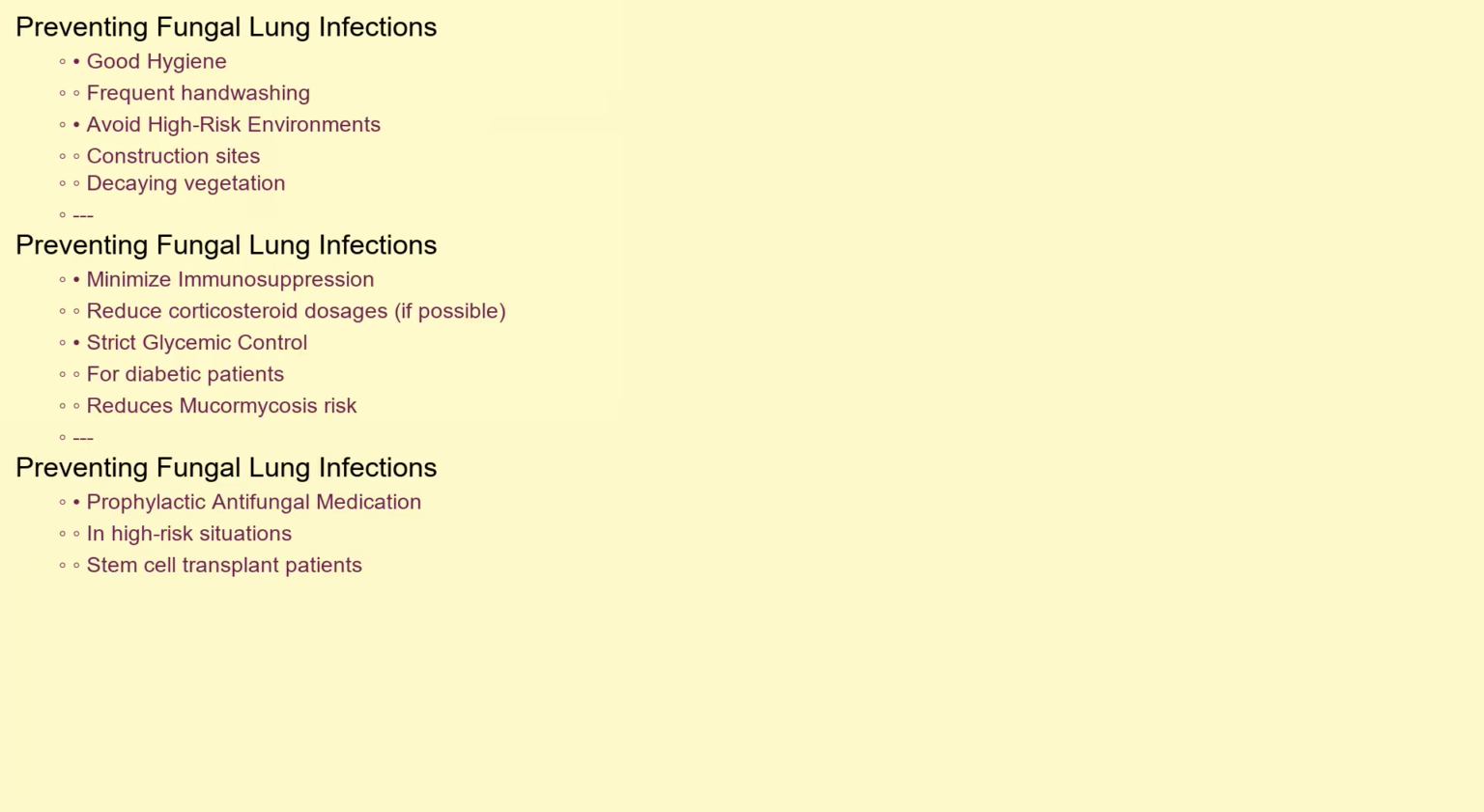Preventing fungal lung infections, particularly in high-risk individuals, involves several strategies. Maintaining good hygiene practices, such as frequent hand washing, is important. Avoiding exposure to environments with high concentrations of fungal spores, such as construction sites and areas with decaying vegetation, may be beneficial. For individuals with compromised immune systems, strategies to minimize immunosuppression, such as reducing corticosteroid dosages when possible, are crucial. Strict glycemic control in diabetic patients is essential for reducing the risk of mucormycosis. Prophylactic antifungal medication may be considered in certain high-risk situations, such as in patients undergoing stem cell transplantation.